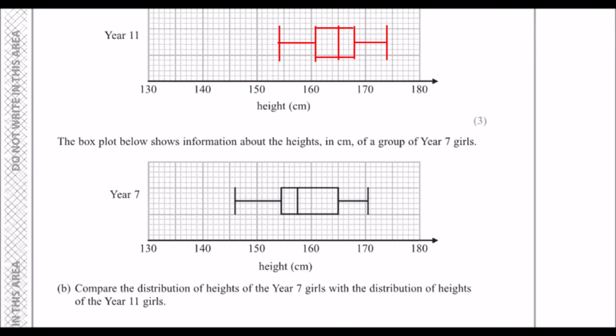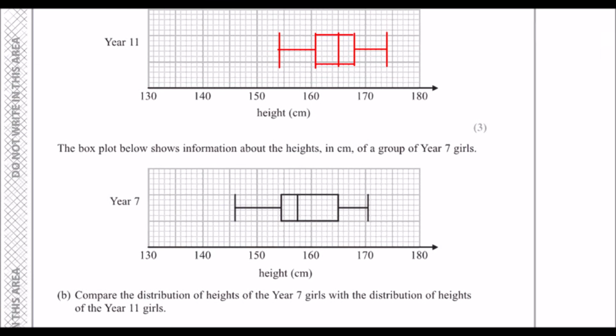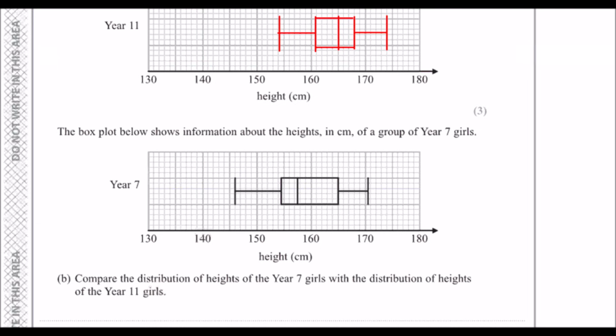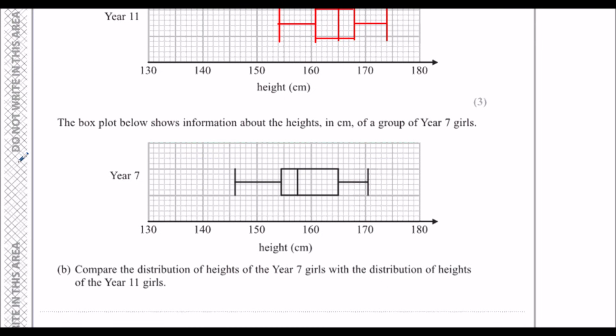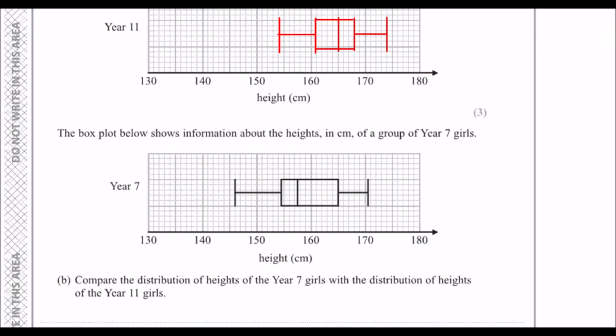Okay, part B. So we've been given another box plot for the year 7 girls, and we need to compare the two distributions. So we need to compare the year 7 box plot with the year 11 box plot. So what comparisons do we make? We compare the median, so the measure of average, the median, and the measure of spread as the interquartile range. So if we look at the year 11 median, we see it's at 165. The year 7 median is at 157.5. So the year 11 girls are taller on average because they've got a higher median.